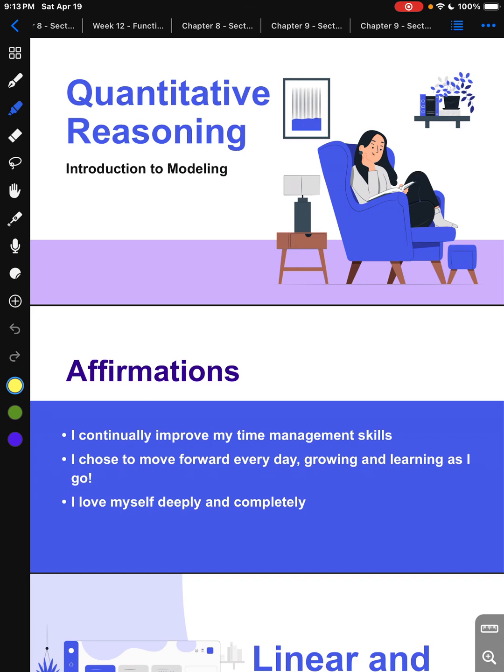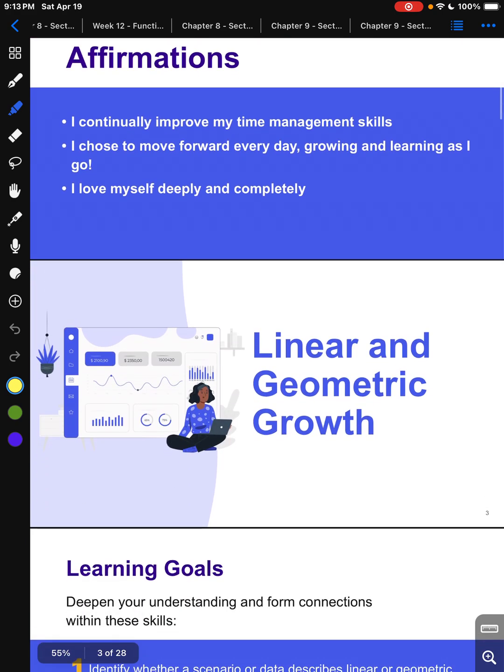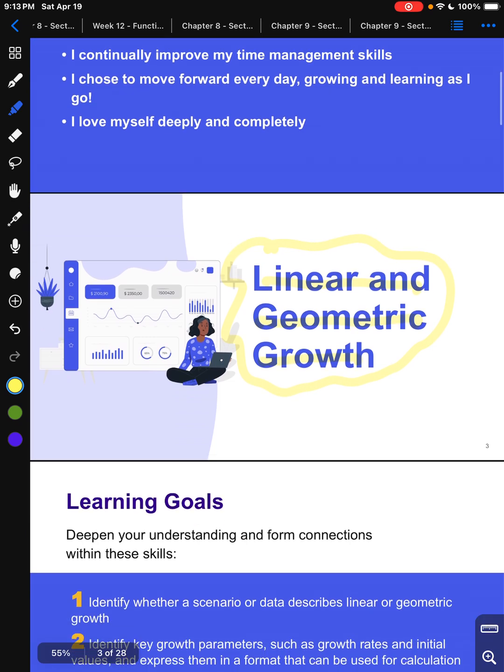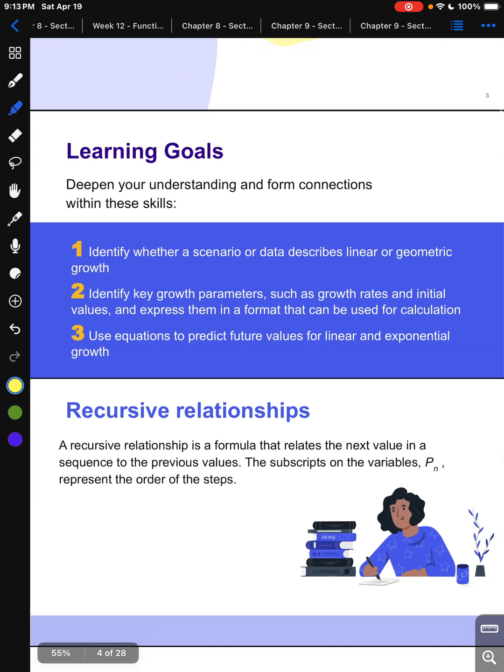This time we're going to talk a little bit about Introduction to Modeling. So we're going to talk about a couple of things. We're going to talk about linear and geometric growth. Those are the two big things we're talking about in this video. Hope you'll find a nice connection between this and functions and the other work that we've done in this course. Okay, so here we go.